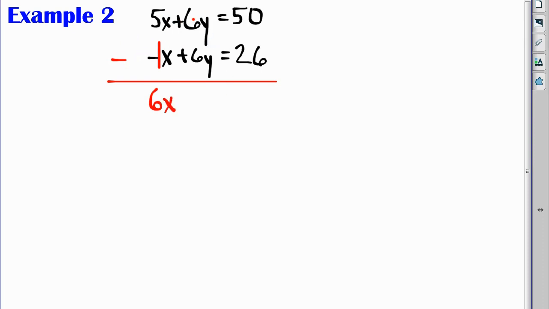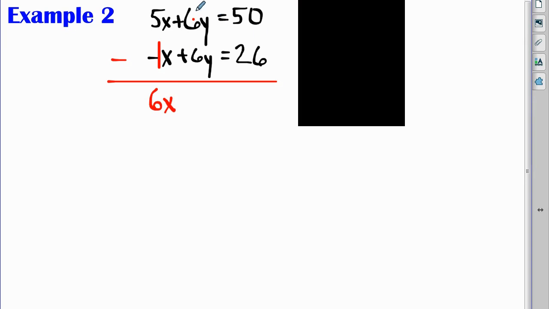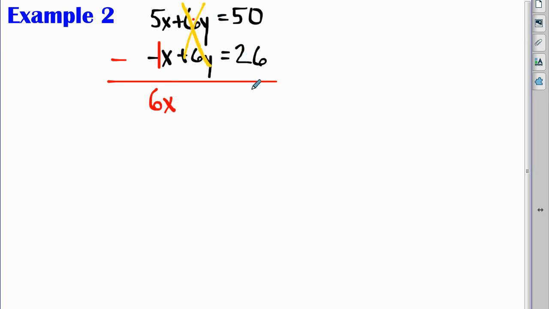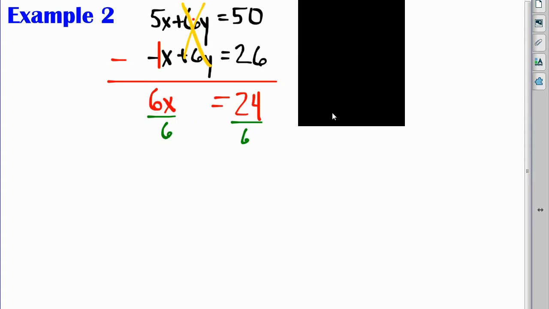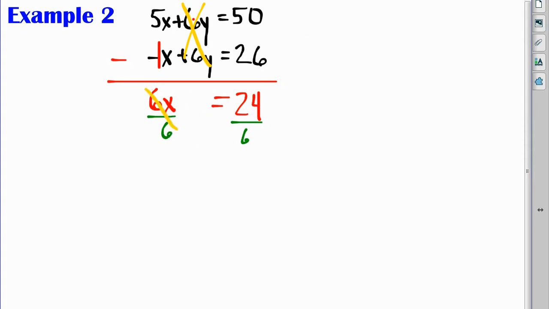6 minus 6 does make 0, so I can eliminate that term, right? So we will not have a y to worry about. Bring down this equal sign, and then 50 minus 26 is 24. Now this is just a little more spaced out, but it's 6x equals 24. So then solving for x, I would divide both sides by 6, and we would get x equals, 24 divided by 6 is 4.